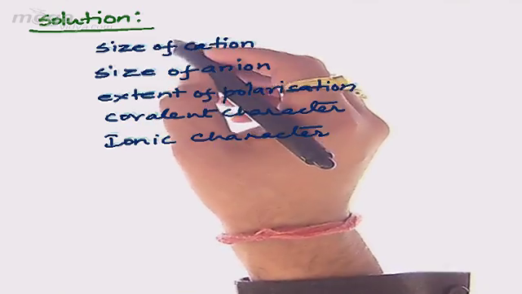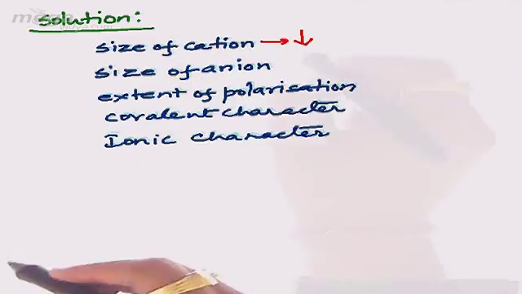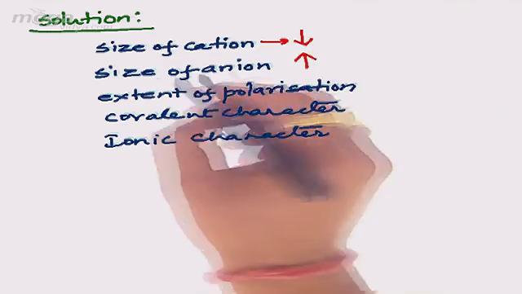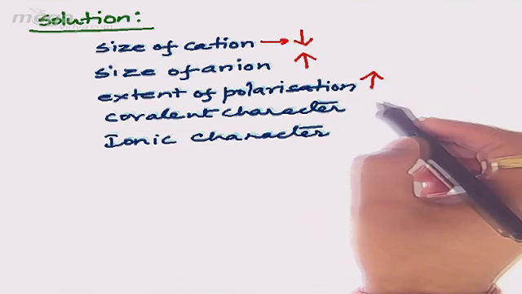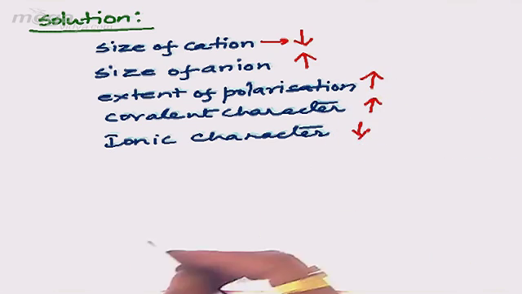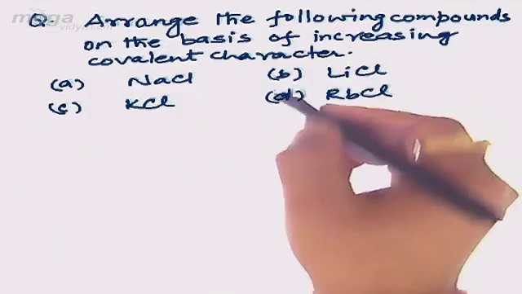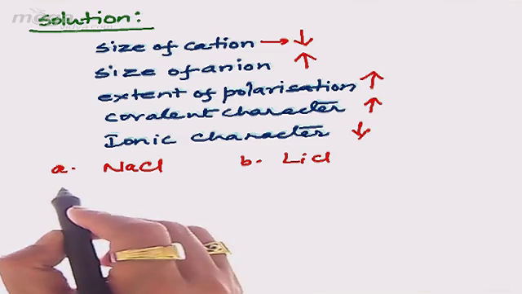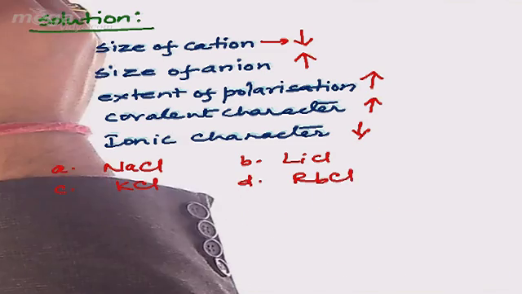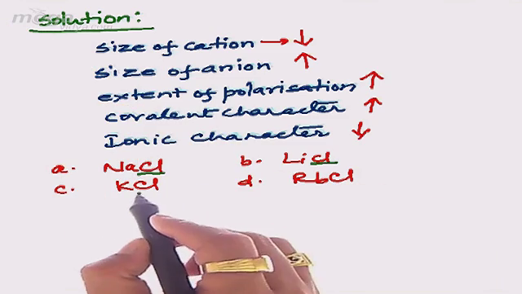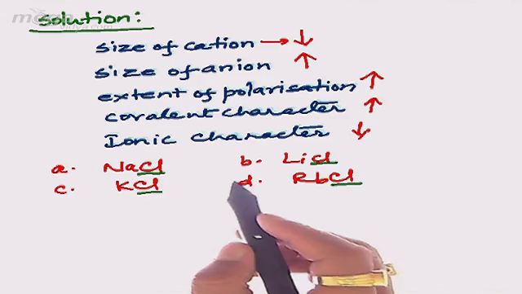Now remember, in Fajan's rule we have discussed that as the size of the cation decreases or the size of the anion increases, the extent of polarization increases and hence the covalent character will also increase and the ionic character will be decreased. Now in the question, in the first option we had NaCl, in the second LiCl, in the third potassium chloride KCl, and in the fourth rubidium chloride. Here the anionic part in every compound is common, that is the chloride ion. The difference is only due to the cation in all the 4 compounds.